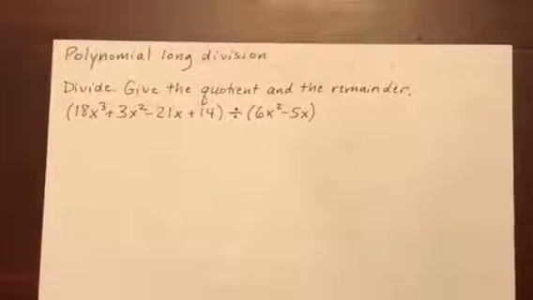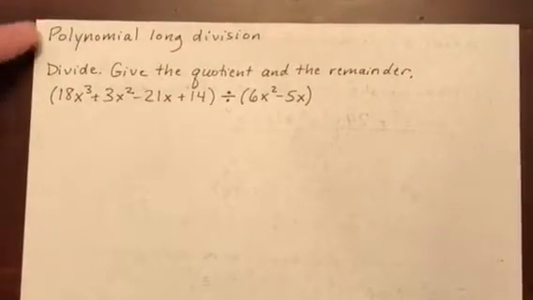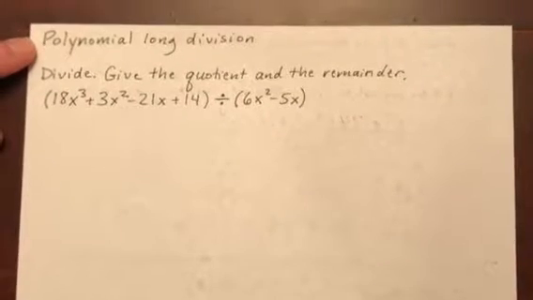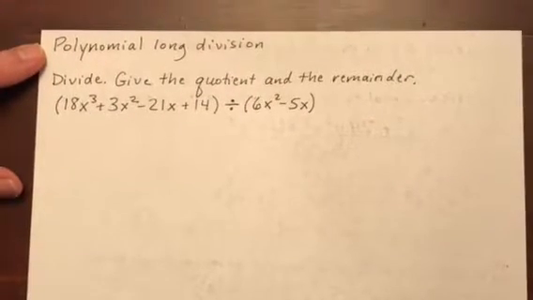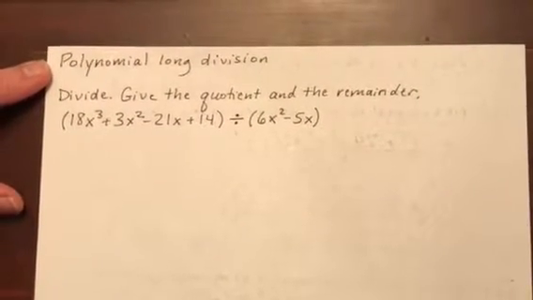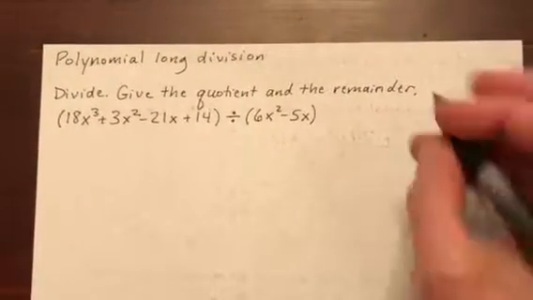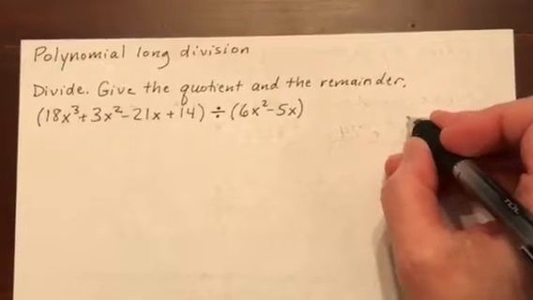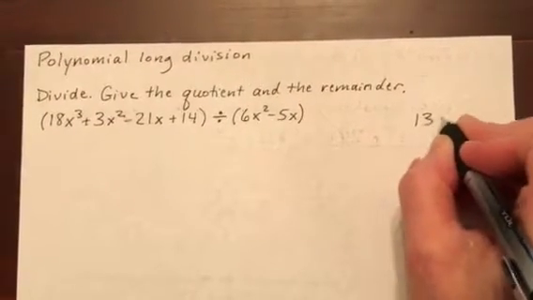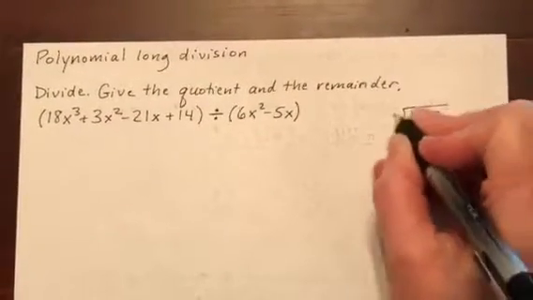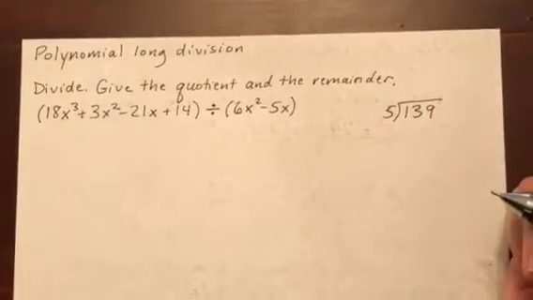Math 96, Quiz 3 topics. Polynomial long division. I thought it might be good to just review regular long division first because there are many similarities between this and polynomial long division. So for example, let's take 139 divided by 5 and review the steps.